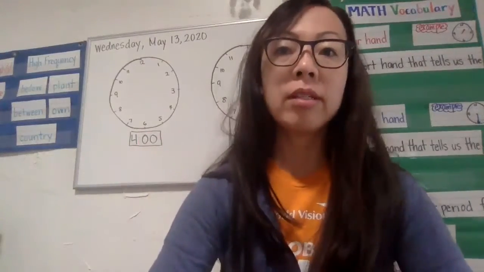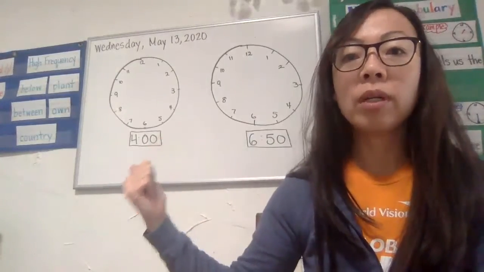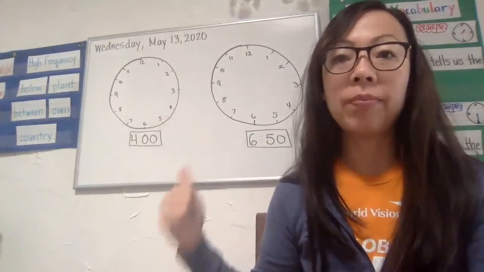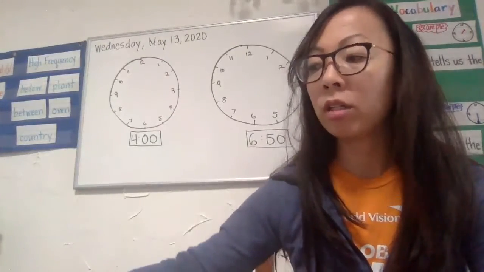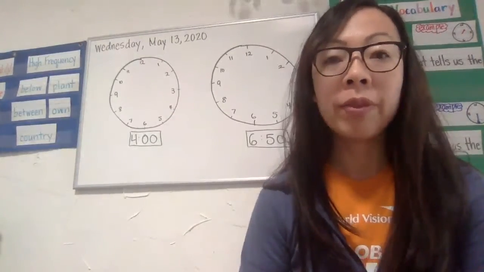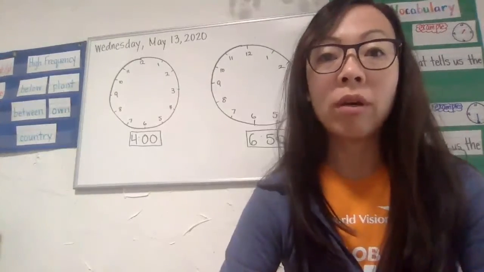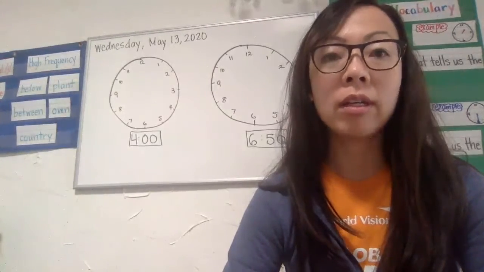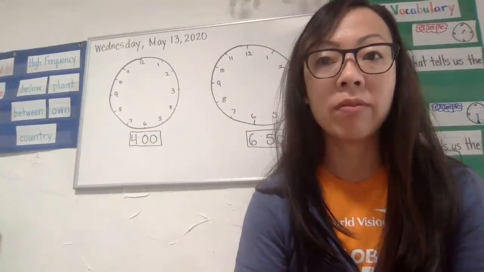Let's take a look at these clocks. We have a couple of blank clocks with us here, and we're going to show the time 4 o'clock and 6:50. So scholars, when we're thinking about telling time, remember we're going to have a short hand that tells us the hour and a long hand that tells us the minute. Remember there are 12 hours in AM and 12 hours in PM, like we've been practicing the last couple of days.